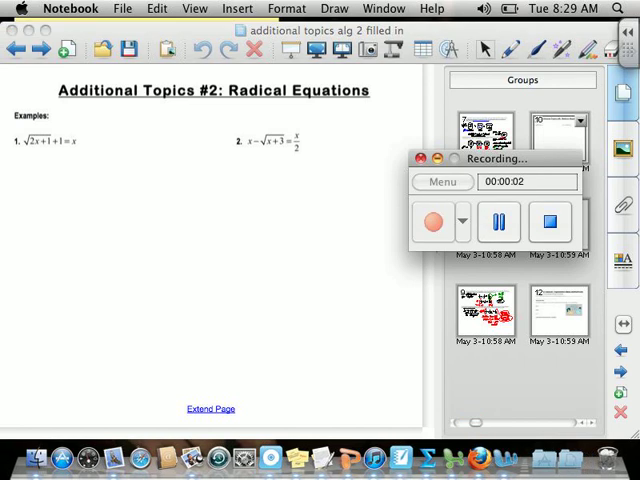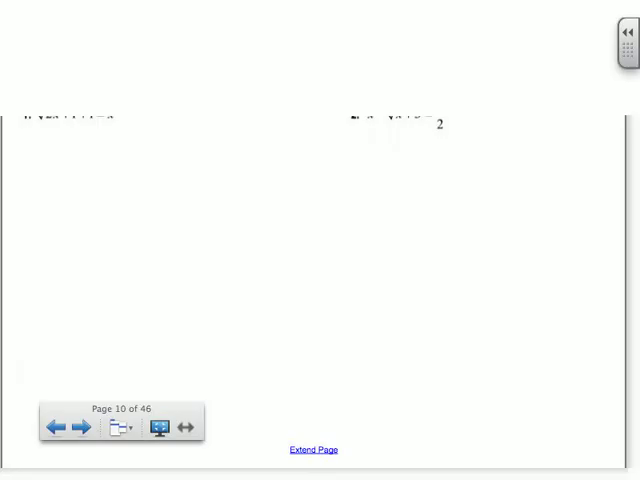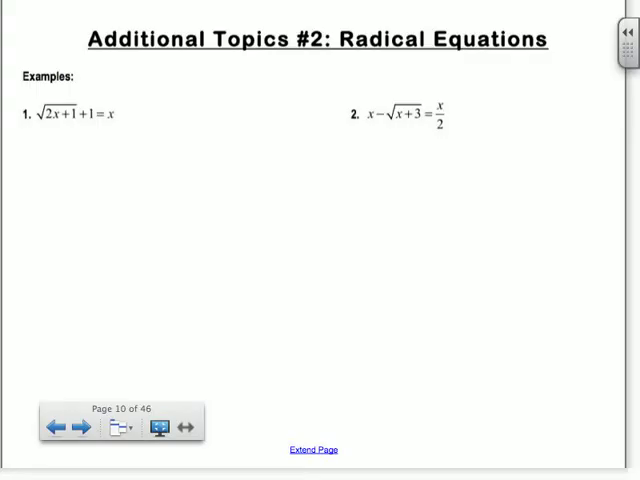All right, so additional topic number 2 is on radical equations. So this should kind of be review for you. We've done this with fractional exponents before, like raising things to the 1/2, so that we square both sides. It's the exact same concept.